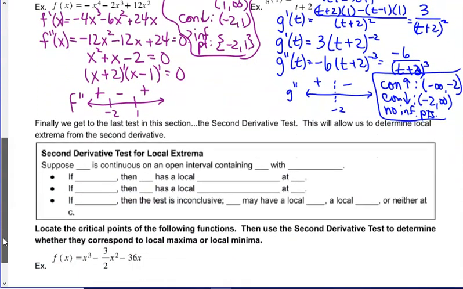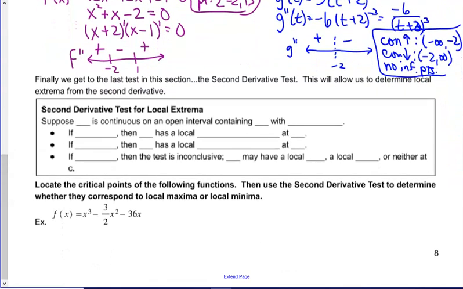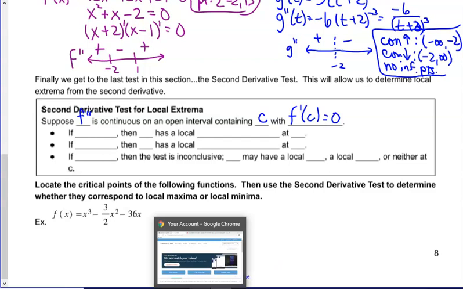Finally, we get to our last little test in this section, which is what we refer to as the second derivative test. And we can determine maxes and mins from the second derivative test, okay? So, basically, what do we know? Suppose that f double prime is continuous on an open interval containing c with f prime of c equaling 0. So there's a possibility here that we do have a local extremum, and it is defined.